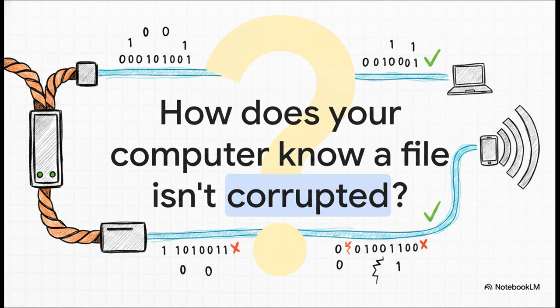How does your computer actually know a file isn't corrupted? When you download a massive, high-definition movie or send a really crucial work email, that data takes a pretty perilous journey across copper cables, fiber optic networks, and wireless frequencies. Every single 0 and 1 is at risk of being scrambled along the way. So how on earth does the receiving device know that what it finally got is exactly what was originally sent?